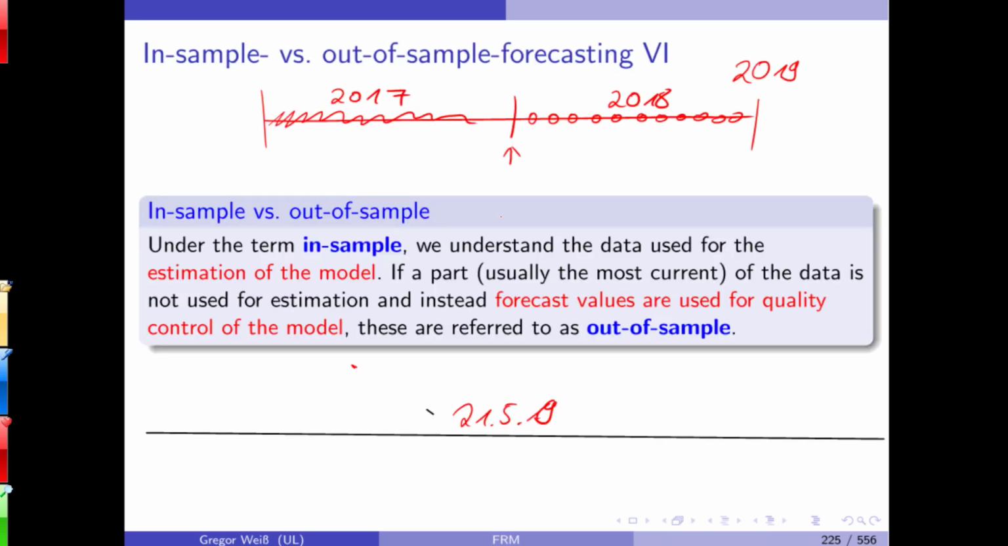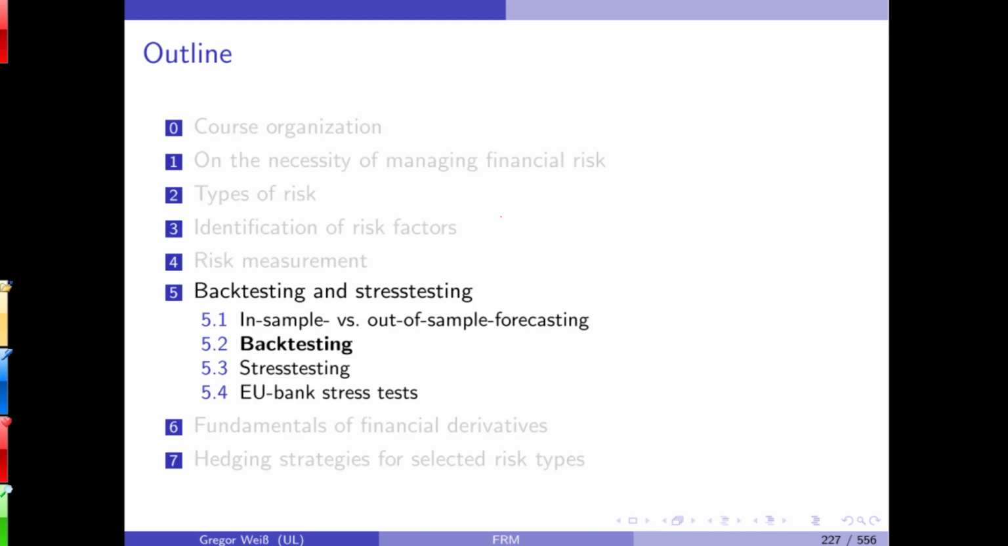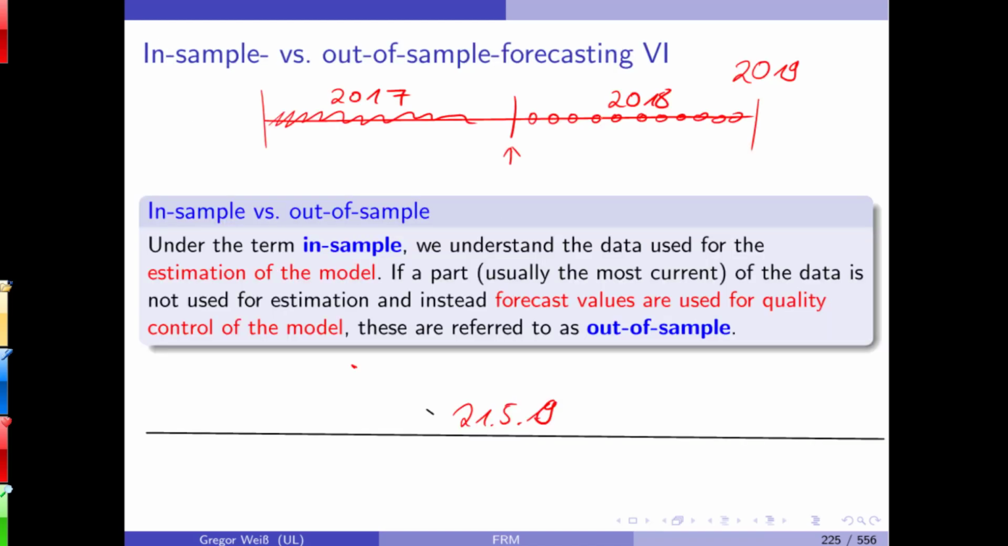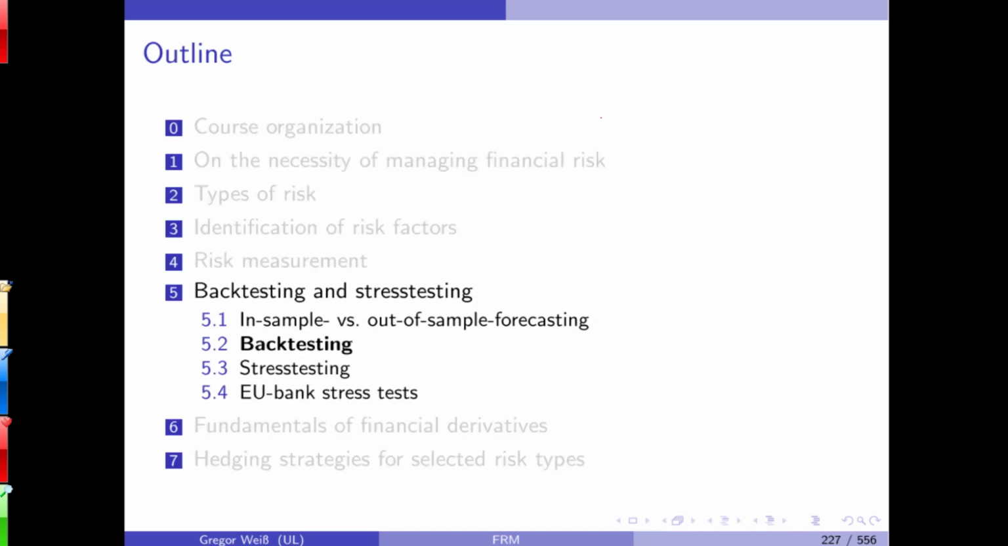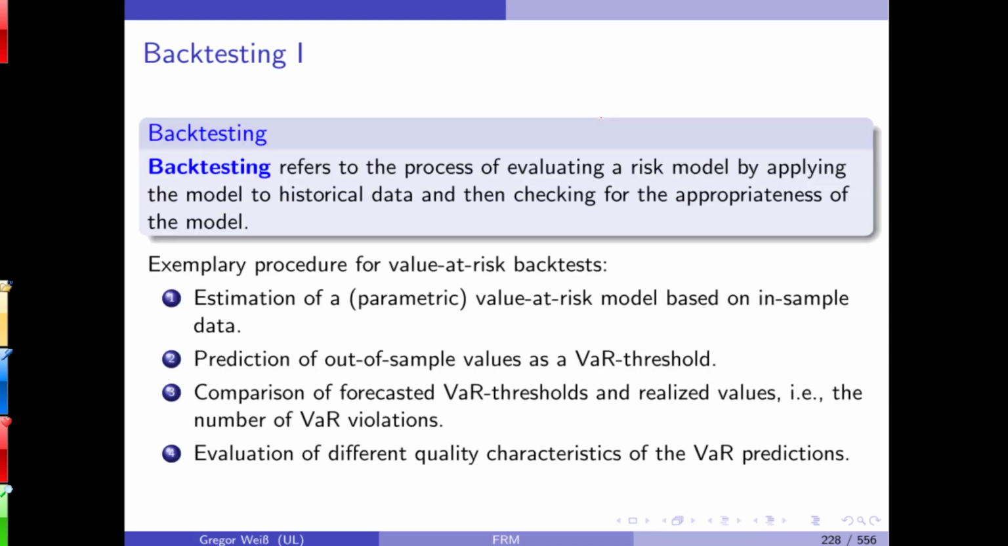I stopped here with this discussion of in-sample and out-of-sample forecasting, and as you can see, I did all my drawings on this slide, and we'll now come to backtesting and some examples of backtest before we talk about stress testing. Now, what is backtesting? Backtesting refers to the process of evaluating the accuracy of a risk model by applying the model to historical data and then checking for the appropriateness and assessing the accuracy of those forecasts.